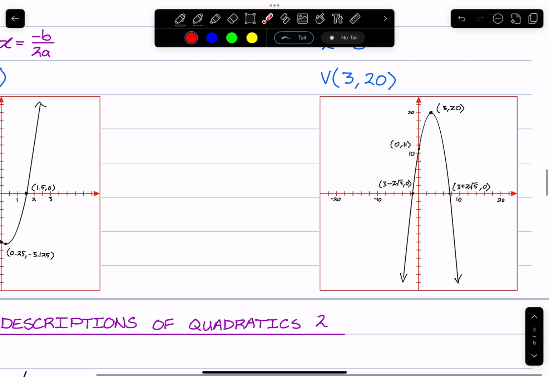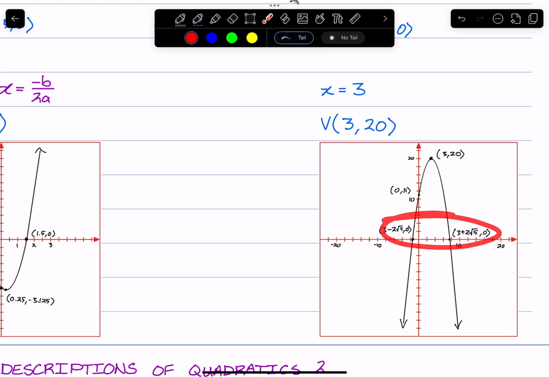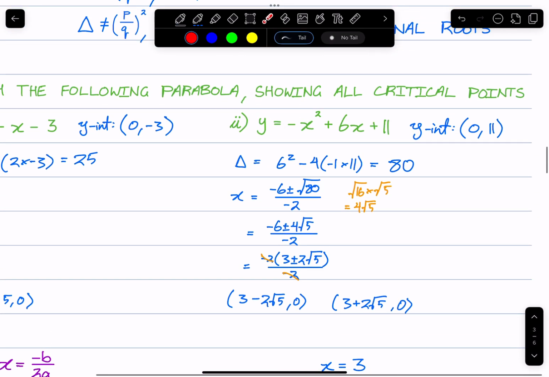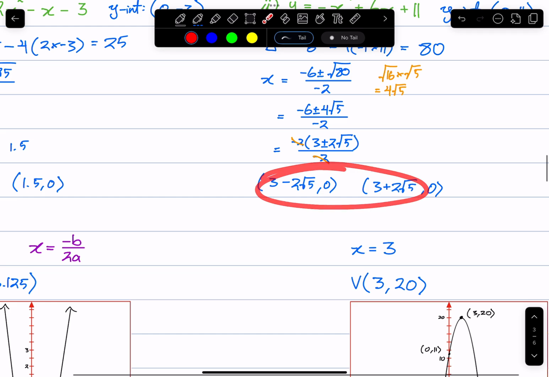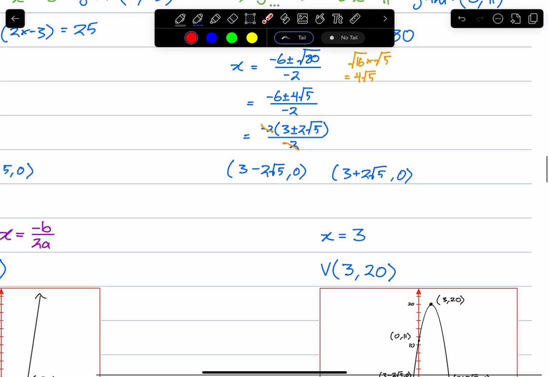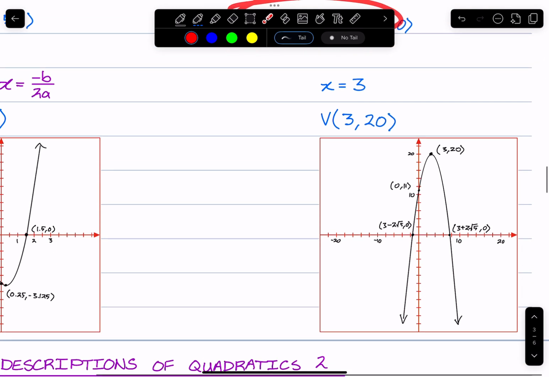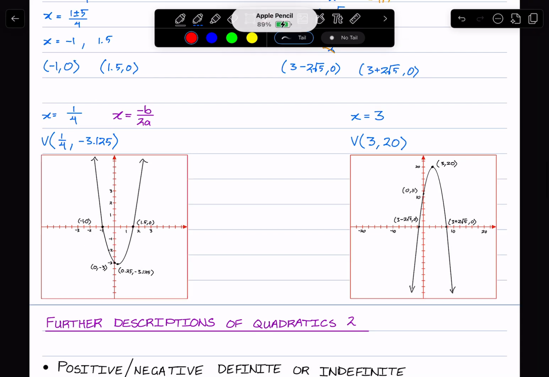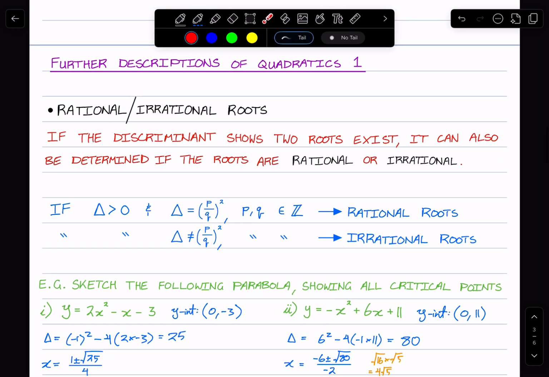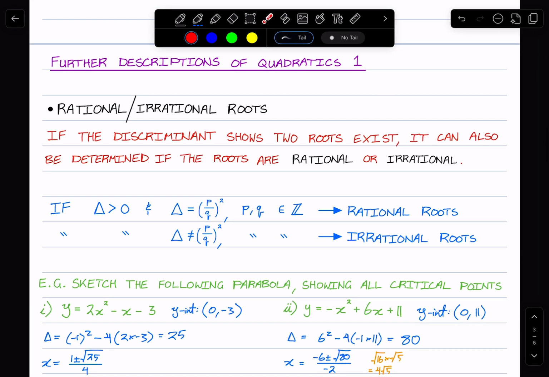So notice how we can still plot, well, hang on. Notice how when the discriminant shows it is not a perfect square, we will get 2 irrational roots. And when we go about sketching these, we need to take the closest approximation we can when we sketch them. So I hope this has given you an insight into how the discriminant can show whether the roots are rational or irrational.